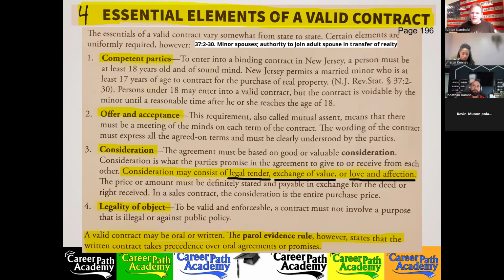If you enter into a contract with a minor, the minor could enforce the contract against the adult, but you cannot enforce the contract against the minor. So it's not advised to enter into contracts with minors. The contract is voidable by the minor until a reasonable time after they reach the age of 18. Now, I know it says New Jersey minors who are married are considered competent parties and can enter into legally binding contracts.